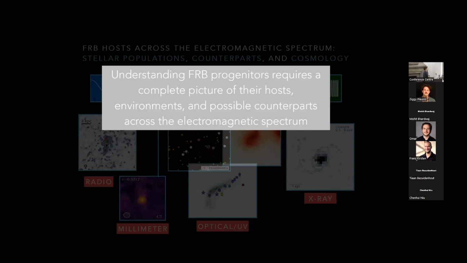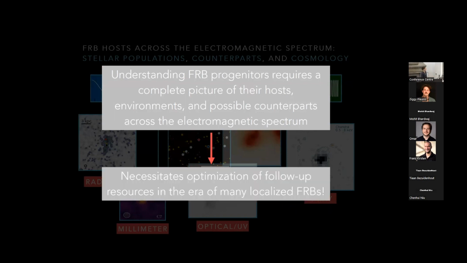Okay, so that is a very quick whirlwind of just some of the projects that F4 is doing. But the point that I do want to emphasize is that it is important to really build up this kind of multi-wavelength picture of FRB host galaxies if we want to make progress in understanding their progenitors. And especially as we move into this regime of having hundreds of well-localized events, thousands as we're hearing, this really necessitates optimizing our follow-up efforts and our resources.